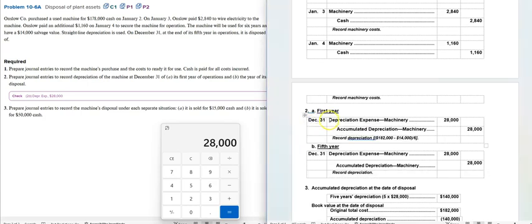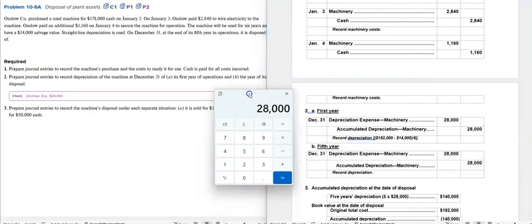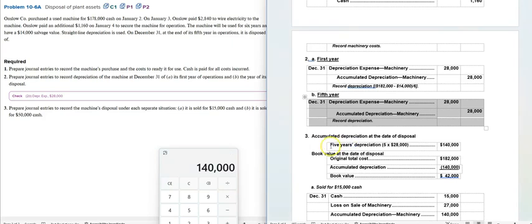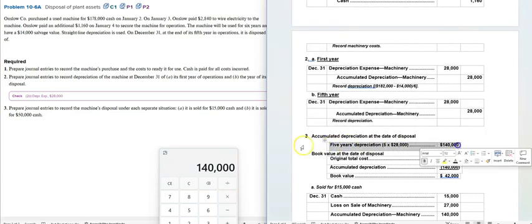This same entry would be recorded in year 1, 2, 3, 4, and 5. Here is the first year's entry, and then in the 5th year, the entry would be exactly the same. So think about this. We would have done this in year 1, year 2, year 3. We would have done this for 5 years.